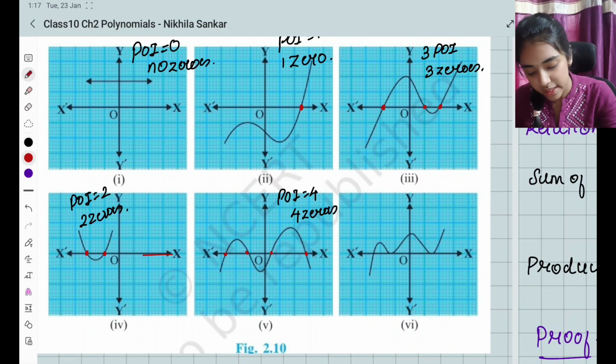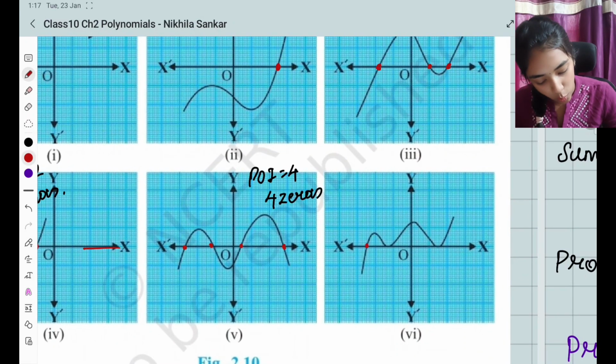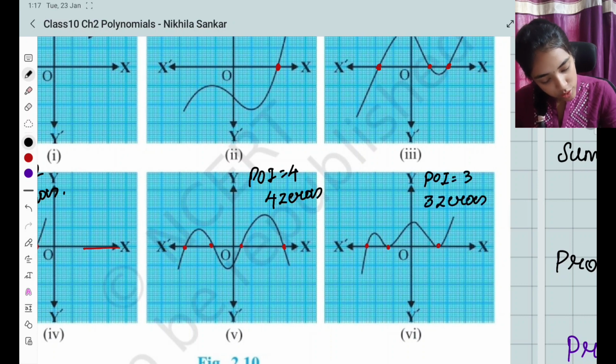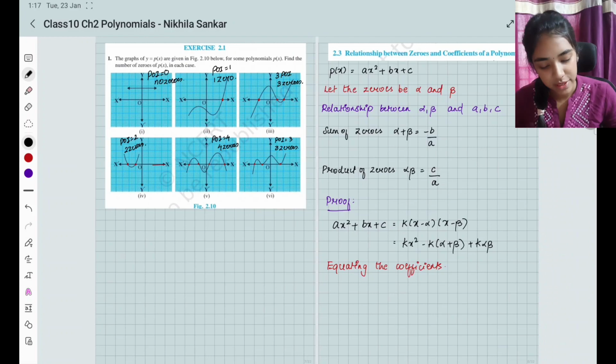Okay, then in the next case you have 1, 2, 3, only 3 points of intersection. Read carefully. So you have point of intersection equals 3, so we have 3 zeros in total. Okay, please copy.